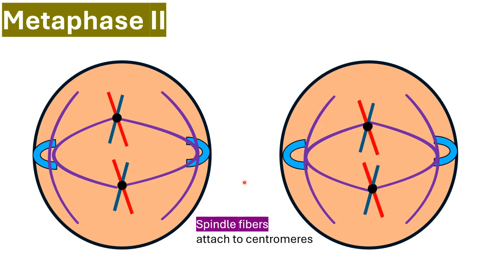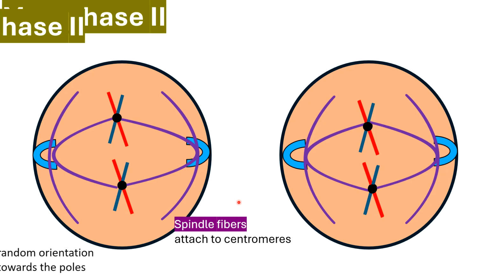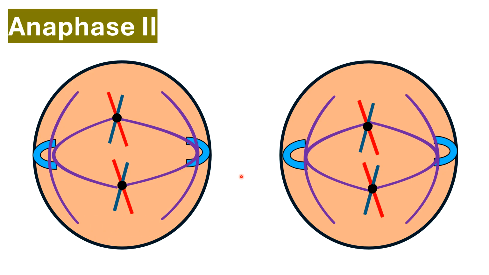Perfect. Now these spindle fibers attach to the centromeres of these chromosomes, as you've seen here, and they show random orientation towards the poles. Remember, this is independent assortment. Again, this further increases genetic diversity.